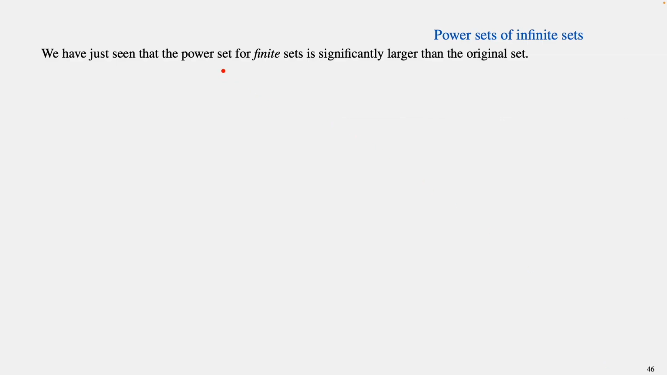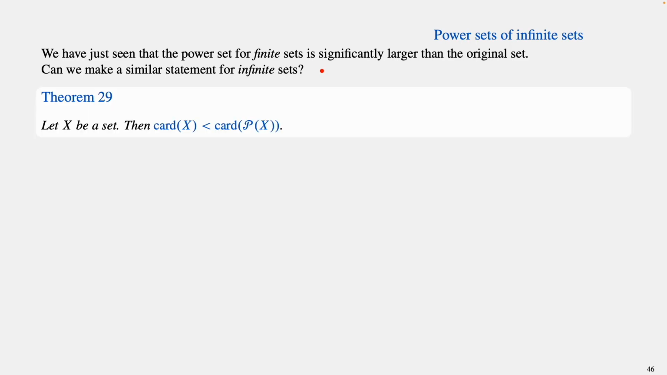Now we've just seen that the power set for finite sets is significantly larger than the original set. And is a similar thing true for infinite sets? Here we can't really assign numbers to the cardinalities, but perhaps we can still say something about the power set being bigger. And indeed, that is the case. So if X is any set, then the cardinality of X is strictly less than the cardinality of its power set.